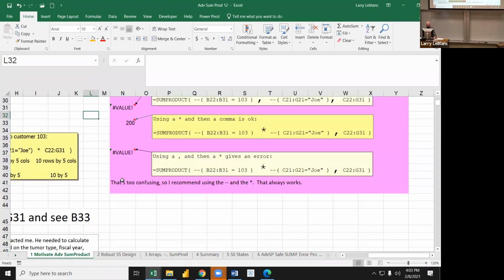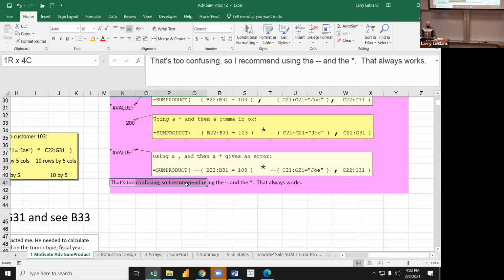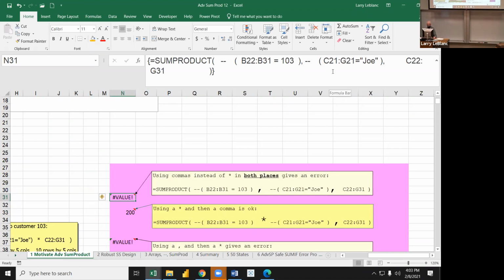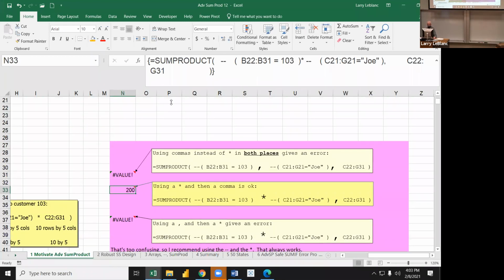So I recommend, look what I conclude. That's too confusing. So I recommend using the minus, minus, and the star. That always works and is not considered unprofessional. But in fact, if you use the comma, you'll get an error. But not in this case. If you use the star and then the comma, looking at the big picture, you've got to get Excel started in the process of converting trues and falses to numeric. Once you get Excel started, you don't have to remind it for the rest of the formula.